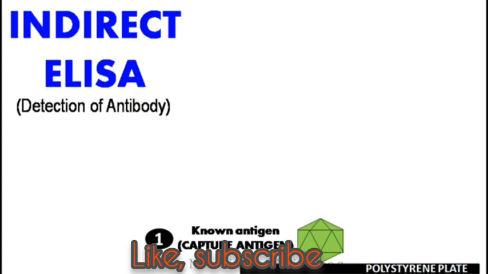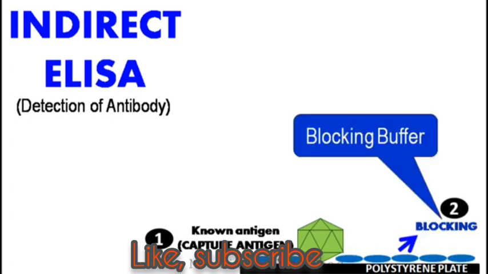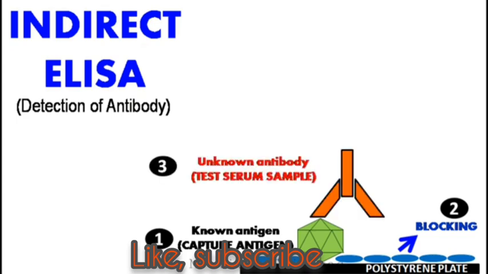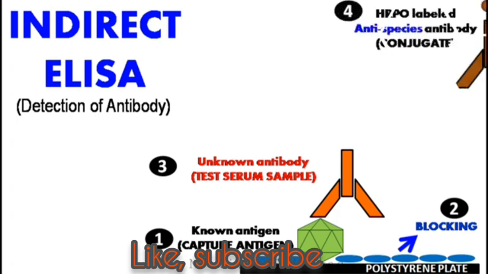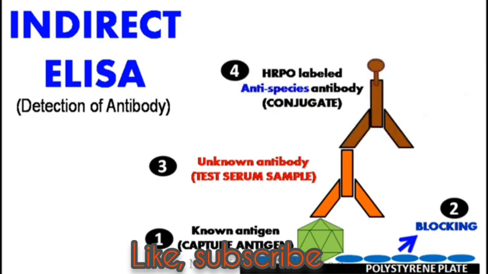Following coating, incubation, and washing, the second step is blocking. Here the unoccupied spaces are blocked by using blocking buffer, as described earlier. After blocking, incubation, and washing, test serum samples are added. If the sample is positive for particular antibodies, they interact with the known specific antigen. Then, after incubation and washing, a known HRPO-labeled anti-species antibody is added to bind to this test antibody.